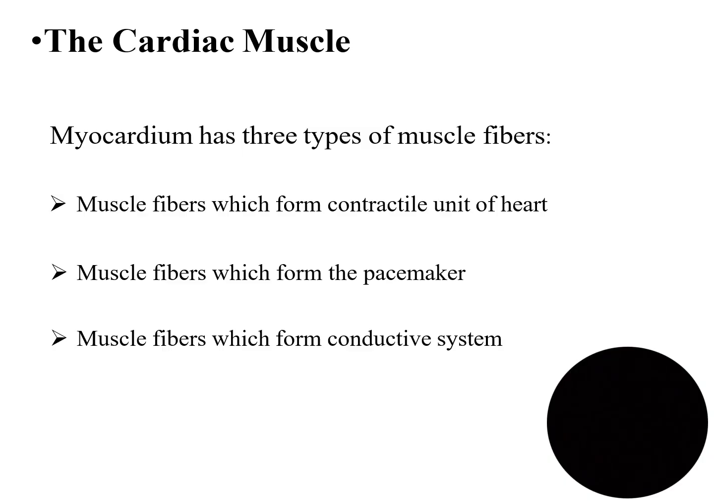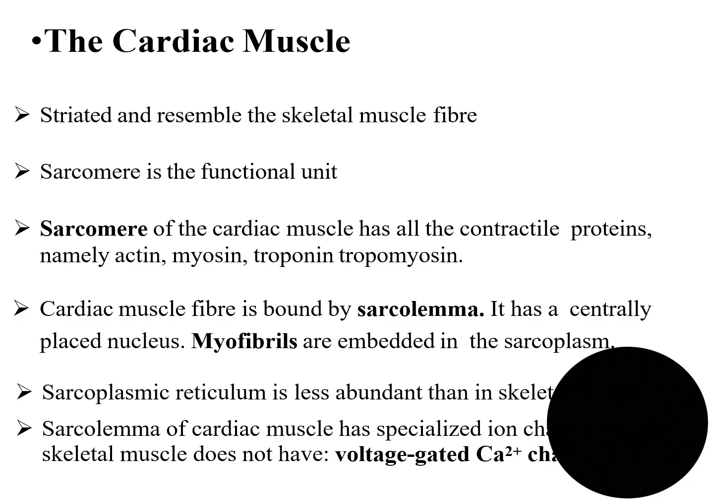So next, the cardiac muscle. How many types of cardiac muscle are there? The myocardium has three types of muscle fibers: the muscle fibers which form the contractile unit of the heart, the muscle fibers which form the pacemaker, and the muscle fibers which form the conductive system. These are the three different types of myocardium present in our cardiac muscle. This cardiac muscle is striated and resembles skeletal muscle fiber, and the sarcomere is the functional unit of that cardiac muscle.